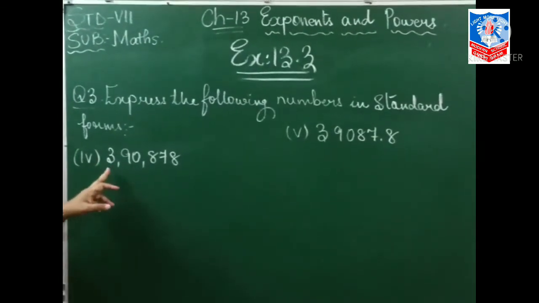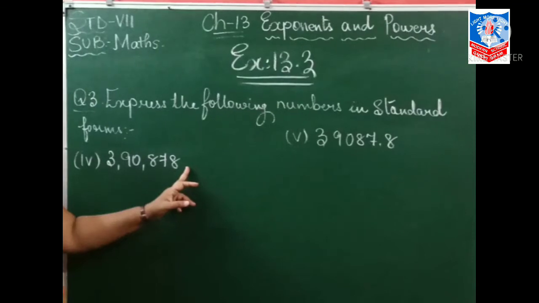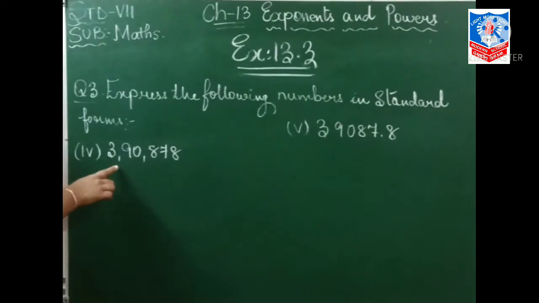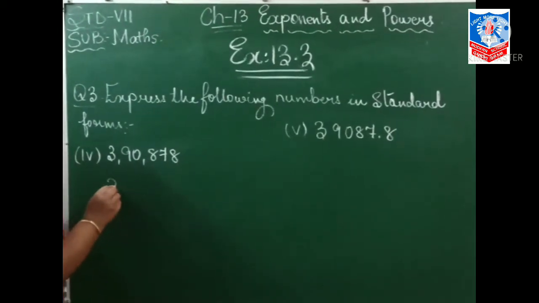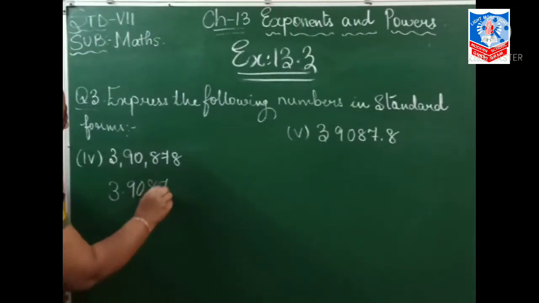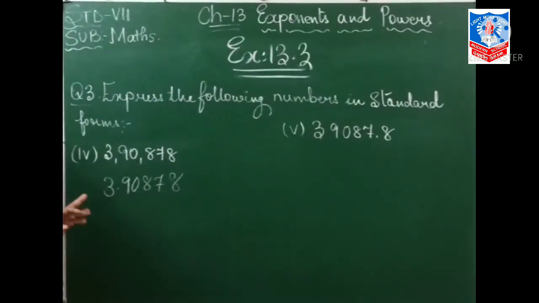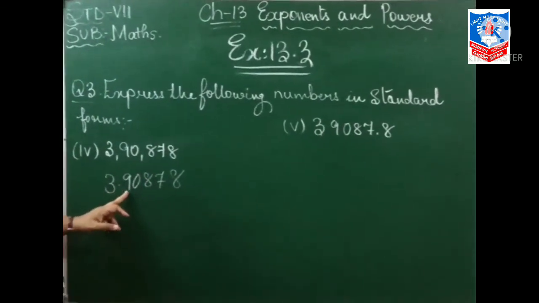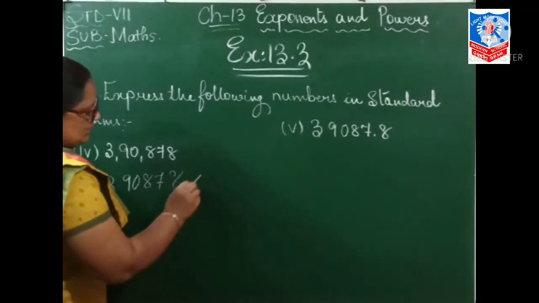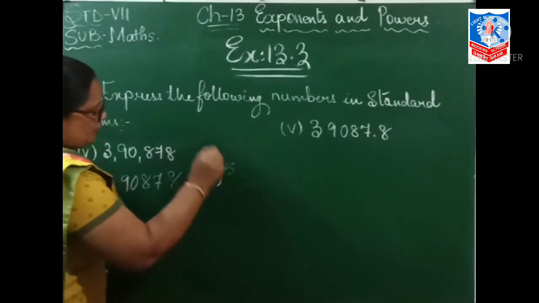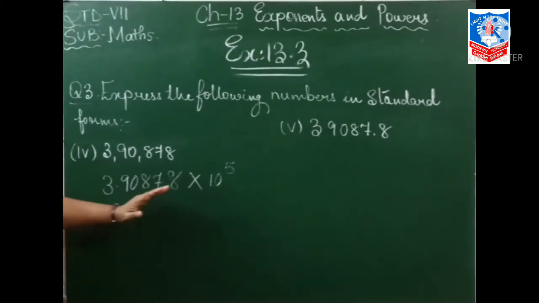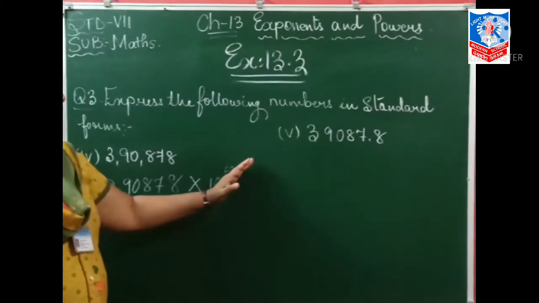Now next is 3,90,878. Now no zeros here. So first what we will do? We will put the decimal point here. 3.90878. Now see how many digits are here. 1, 2, 3, 4, 5. That means into 10 raised to the power 5. So the standard form is 3.90878 into 10 raised to the power 5.